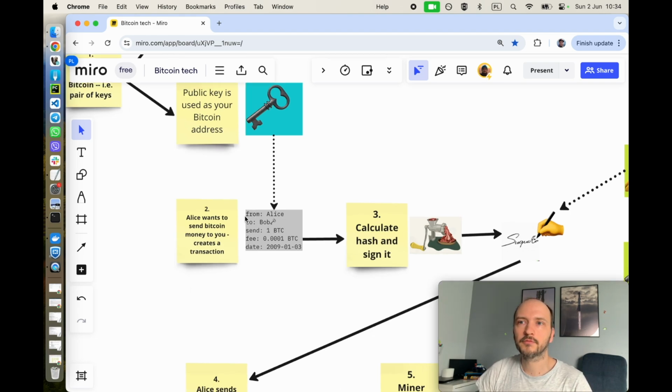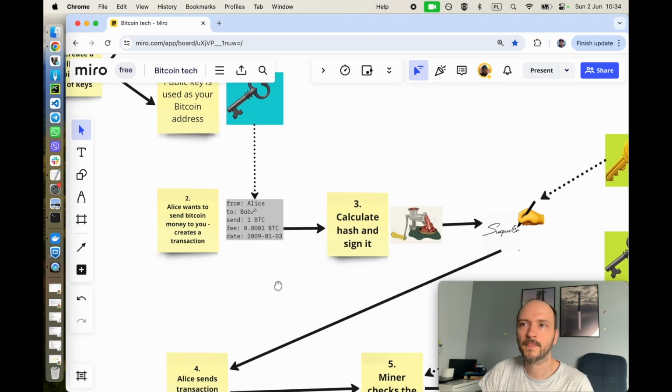So she writes something like, it basically is done by a client application, and the application writes like, it's from Alice, and Alice's address will be here, to Bob, and Bob's address will be here. So for example, you're Bob here. Then she sends 1 Bitcoin with this fee, with this date, so this is a transaction.